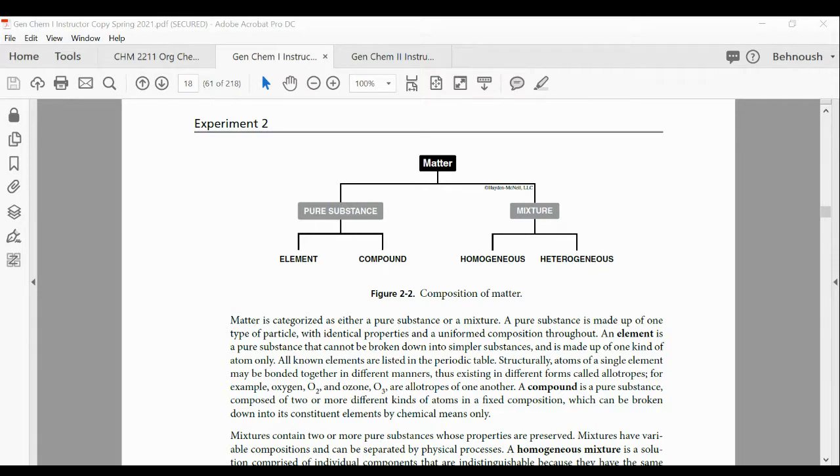The other name for a homogeneous mixture is solution. If you are mixing salt and water, you mix it well, then you take a sample from any area of that solution, it should have the same density. So that is the composition of the mixture. Yes, Carmen.